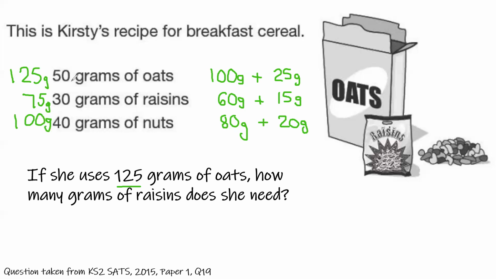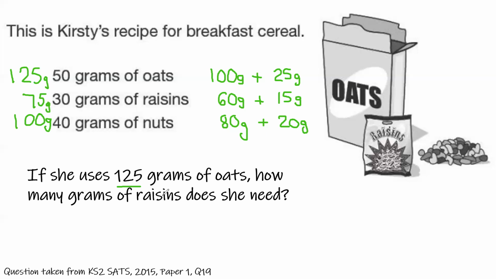So we've gone from 50 grams of oats, and we've doubled it to work out the number for 100 grams. We've halved it to work out the amount of grams for 25 grams of oats. And then we've done the same for these. We've doubled and halved it, added those together to give us the different numbers of grams of raisins and of nuts that we need.